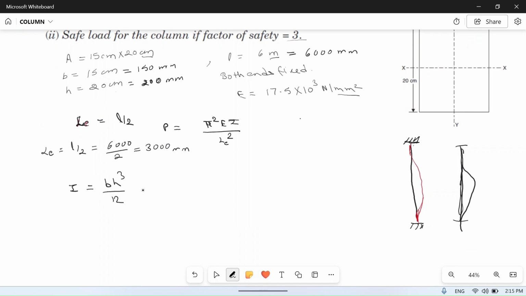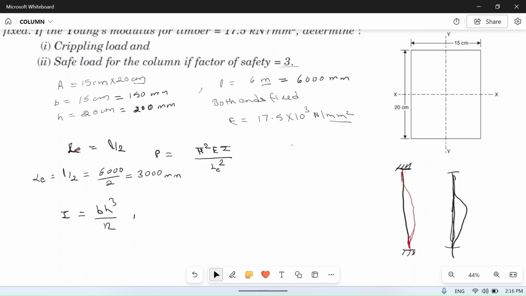So we will calculate I for both the x axis and the y axis. This column will bend in that direction where I will be minimum, because I also shows the strength of the section. If I is minimum in the x direction, then the column will bend in the x direction. If I is minimum about the y axis, then it will bend in the y direction. So we will calculate both.